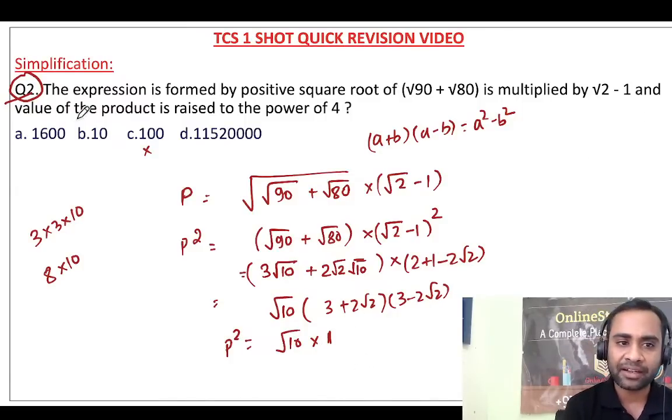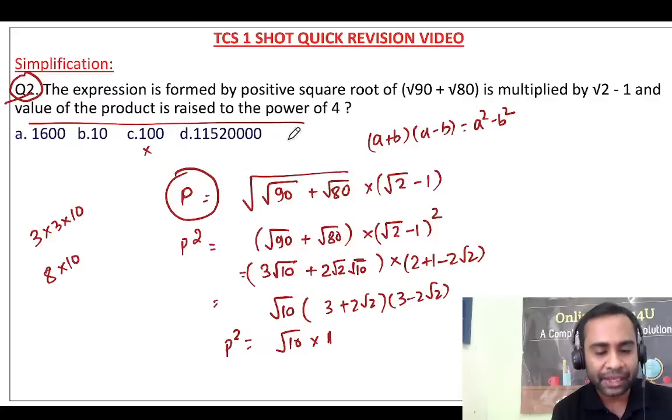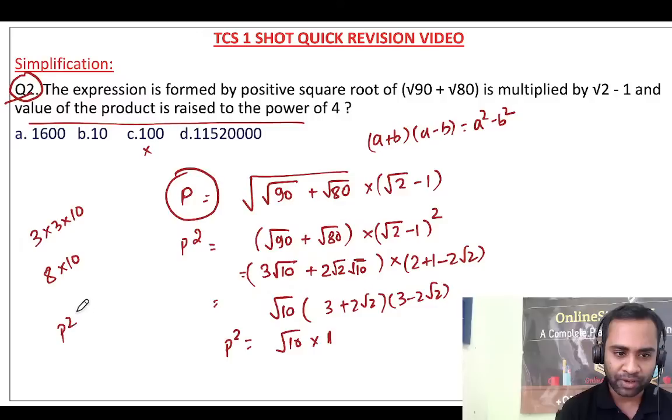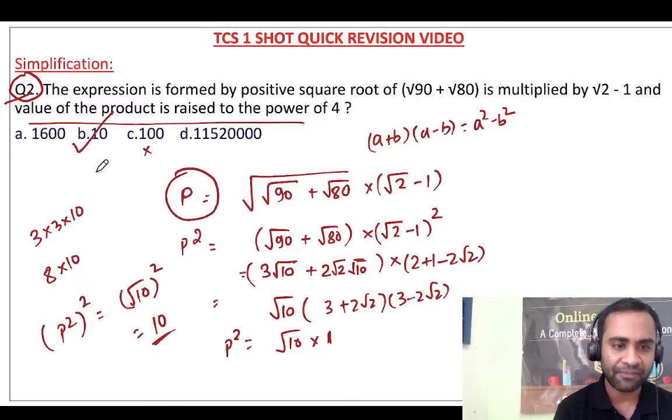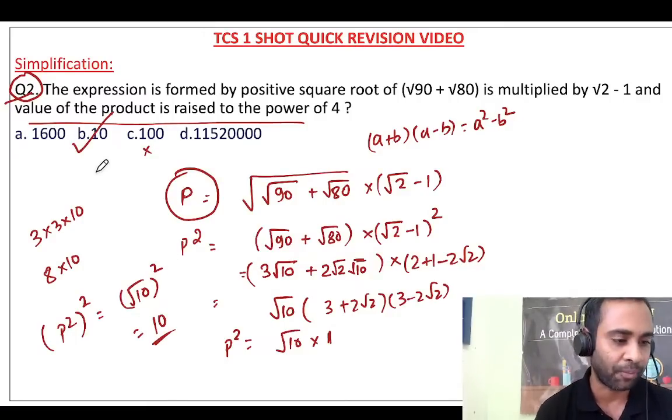They are telling the value of the product if you raise to the power 4. So already we have p square, so one more time we will square: square root of 10 square will be nothing but 10. So option B will become the correct answer for this problem.